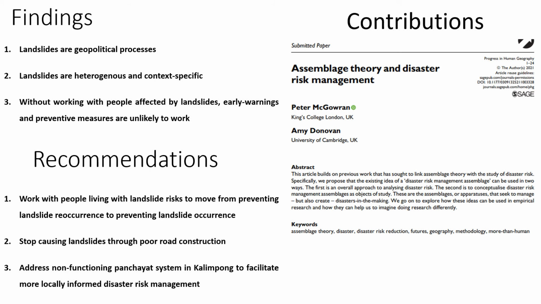Number 3. The absence of a locally elected panchayat system limits people's ability to access the political and economic resources which could be used to prevent landslides occurring in the first place and/or to offset the impact when they do occur. This is a very difficult issue to overcome because addressing it would have considerable political and ideological implications.